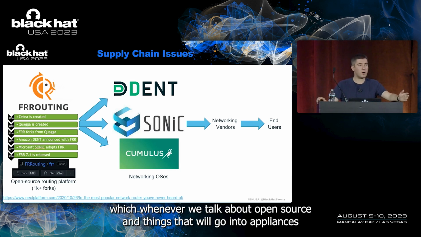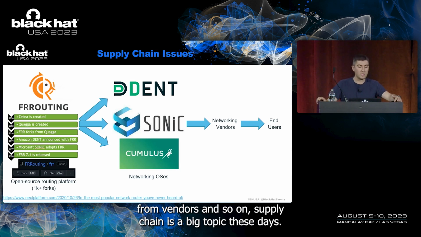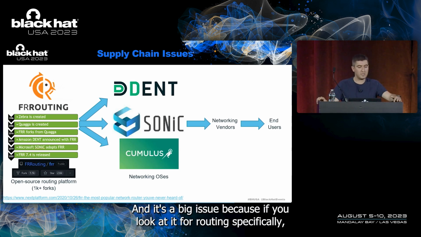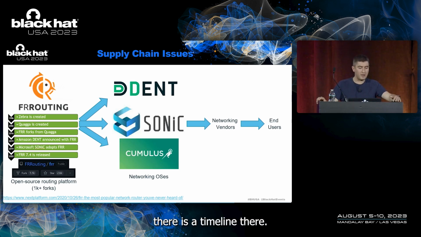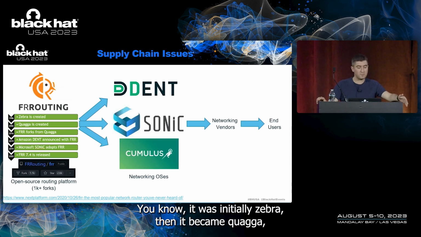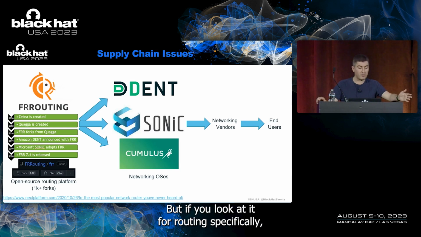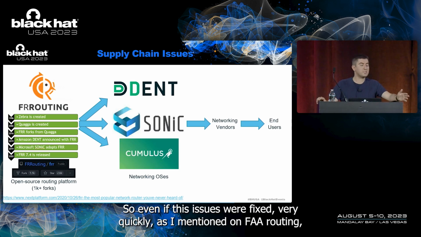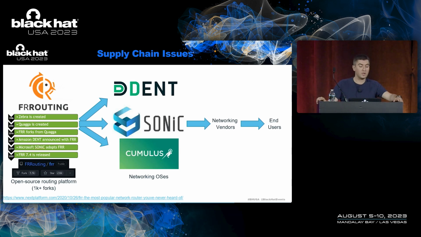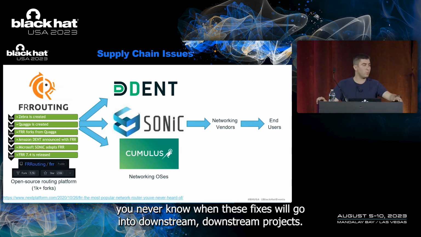Whenever we talk about open source and things that will go into appliances from vendors, supply chain is a big topic these days, and it's a big issue. If you look at FRRouting specifically, there is a timeline there. It was initially Zebra, then it became Quagga, then it was forked into FRRouting. They're all popular projects, but FRRouting has more than 1,000 forks on GitHub. So even if these issues were fixed very quickly, as Simon mentioned, you never know when these fixes will go into downstream projects, right?